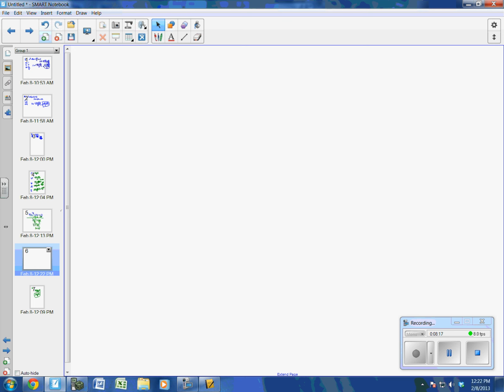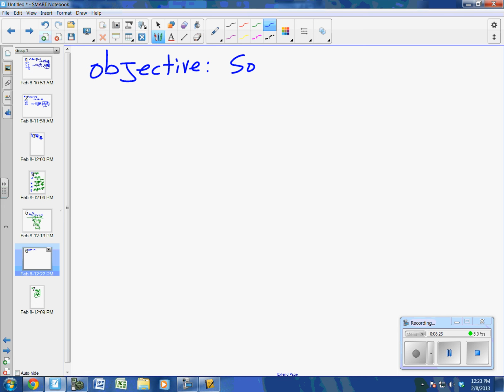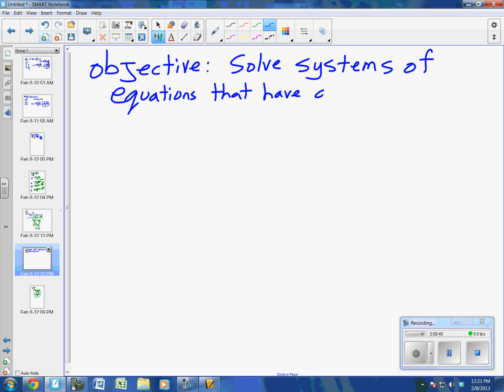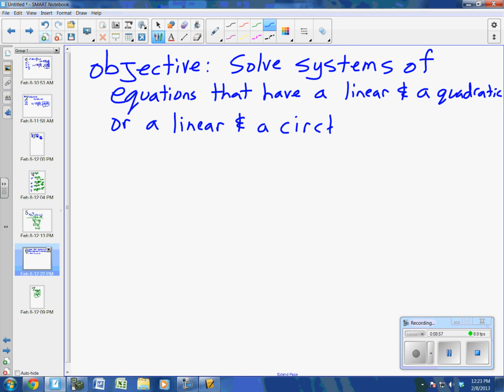Okay, today, I forgot to write the objective up on the whiteboard, but here's the objective. We are going to solve systems of equations that have a linear and a quadratic, or a linear and a circle. Okay?